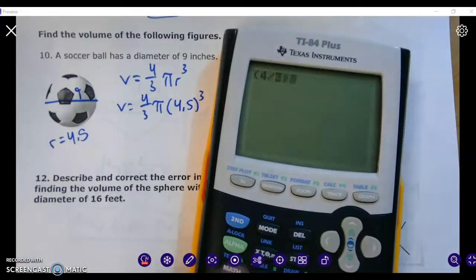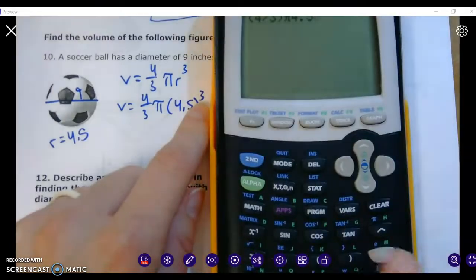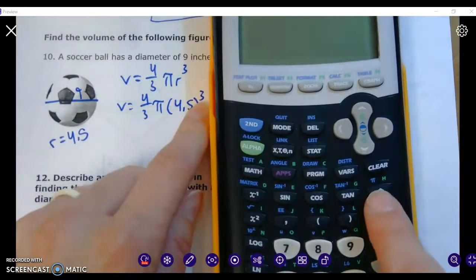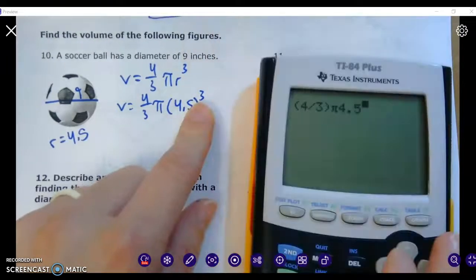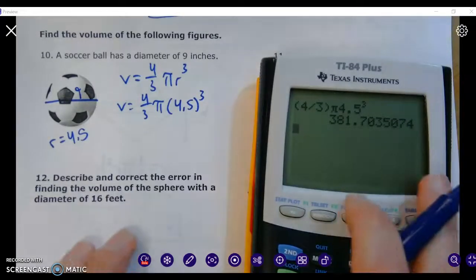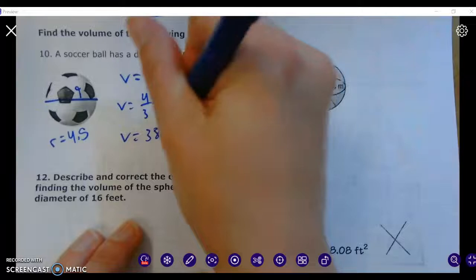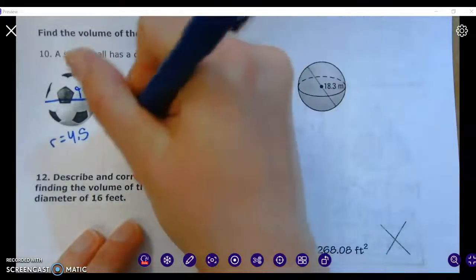So we've got 4/3. Notice I typed that into parentheses to represent a fraction. And then pi, and then 4.5. And then here's where you have to use the little caret button. And that caret button is that little arrow that points up. So I need to push that to move my cursor up and type in a 3. And that will give me what the volume is of the soccer ball. So our volume is 381.7 inches cubed.